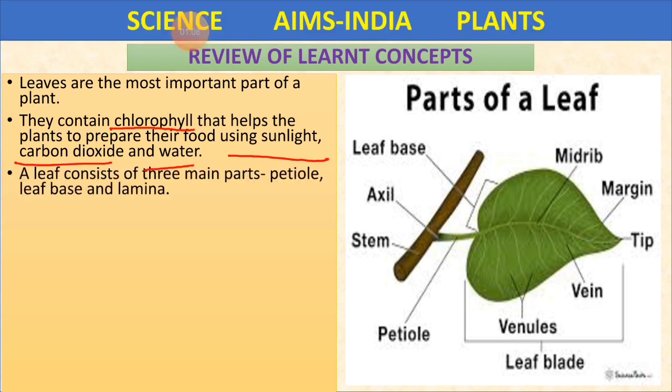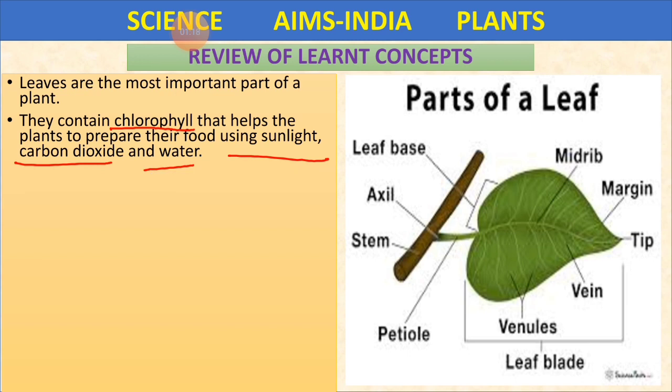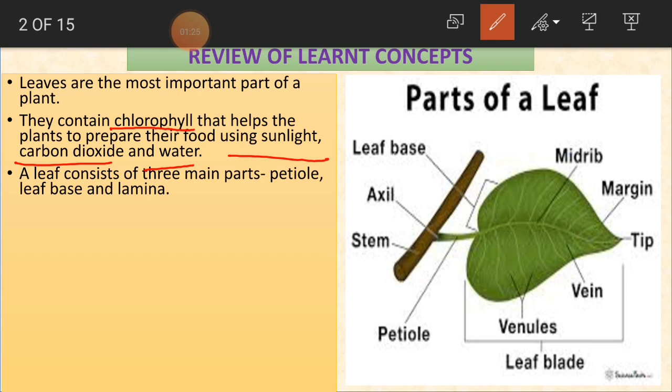Okay children, clear? A leaf consists of three main parts. What are they? Petiole, leaf base and lamina. Where are they? Petiole, here, petiole, leaf base and lamina. So here we can see the petiole here, this part, leaf blade, a flat and broad surface part of the leaf, and lamina. Lamina is nothing but the thin layers. We call it veins also. We can call them the thin layers.